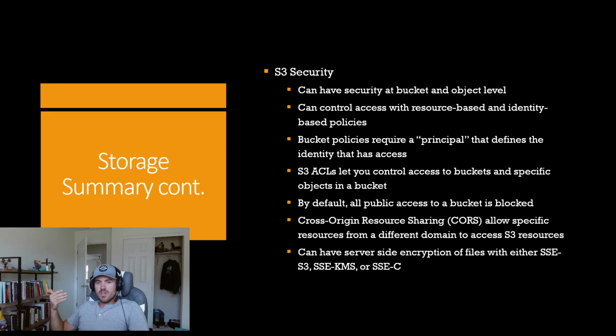Okay. So bucket policies require a principal that basically defines the identity that's going to have access to that bucket. And then S3 ACLs allow you to control access to your buckets and specific objects within that bucket. By default, all public access to a bucket is blocked. That's something you would need to enable if that's what you want to do. Cross-origin resource sharing, otherwise known as CORS, allows specific resources from a different domain to access your S3 resources, okay?